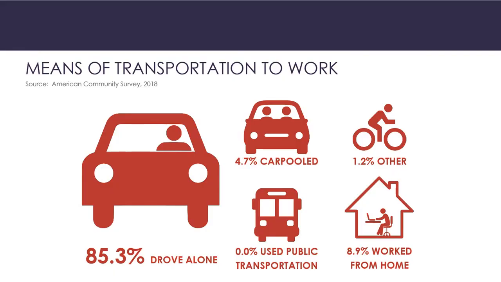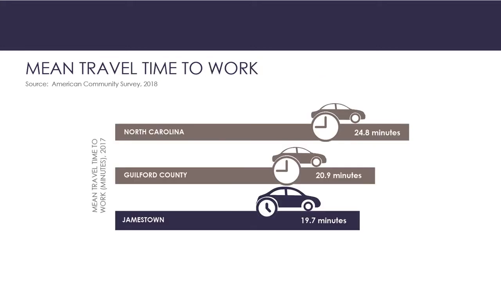Data related to the means of travel to work for employed residents of the town showed that around 85% of workers drove alone, while around 5% carpooled. Of particular note, nearly 9% of employed residents work from home. With commutes under 20 minutes, Jamestown's residents have a somewhat shorter drive to work than the average worker in Guilford County, and a 5-minute shorter commute than the average worker in the state of North Carolina as a whole.